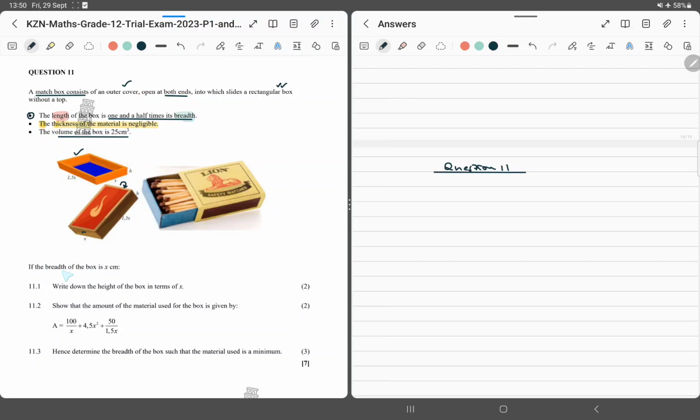Anyway, we can see those dimensions given to us. Now they're telling us the breadth of the box is x centimeters. So it says write down the height of the box in terms of x.